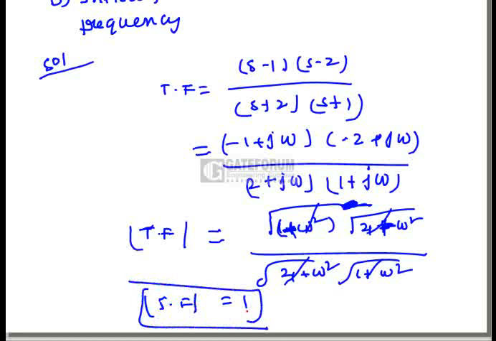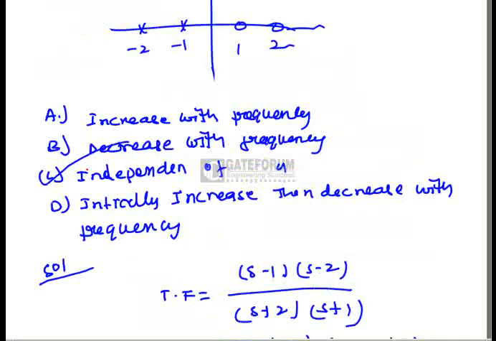From this what we can say is there is no term called frequency here. So that's why the magnitude of the transfer function will be independent of the frequency, because we got a transfer function magnitude equal to 1. Again I am repeating: first I convert the pole zero locations into a transfer function model, and then I find out the magnitude by substituting s equal to j omega. After finding the magnitude, we got a magnitude equal to 1, so it will be independent of the frequency. So that's why we have to go for option C.